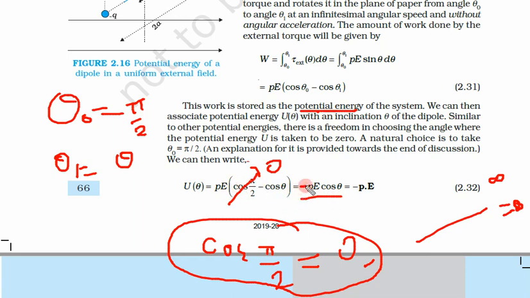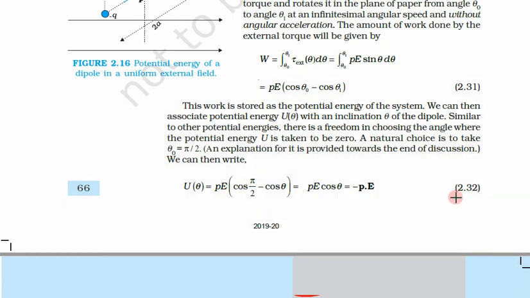I think they have forgotten this minus, and this is minus p dot E, because you know the dot product gives a cos theta. So both of these are vectors, minus p dot E. So this is the potential energy stored if we rotate any dipole from angle pi by 2 with the external electric field to another angle theta.